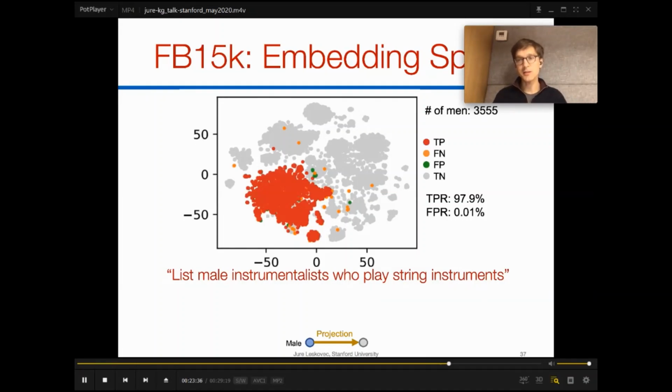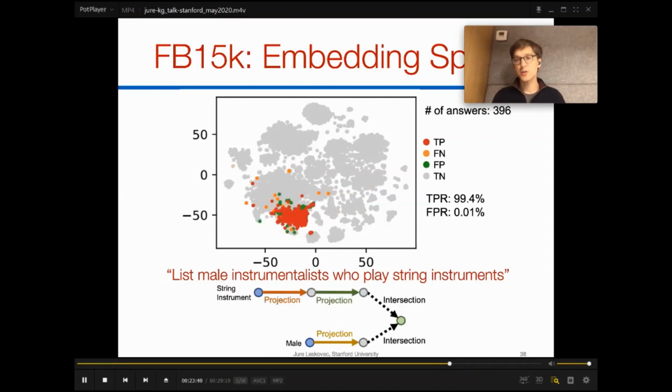we want to take the intersection. So we take the intersection between these two boxes, and the complete graph number of different answer entities should be nearly 400, and we are able to do this with a true positive rate of 99.4%. So it means that basically we were able to answer this query with these simple box operations very, very accurately, and also very quickly, or scalably.